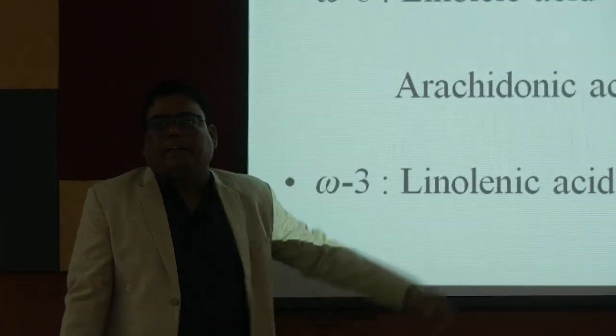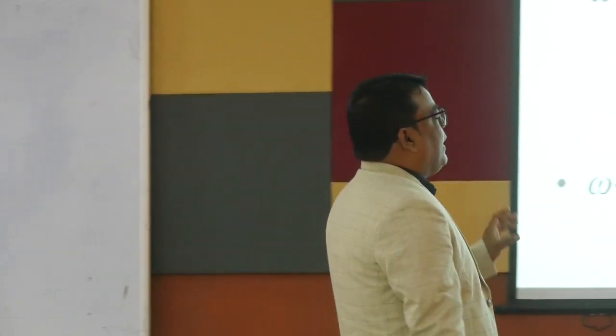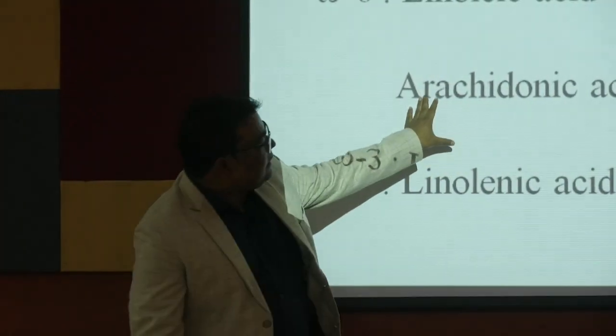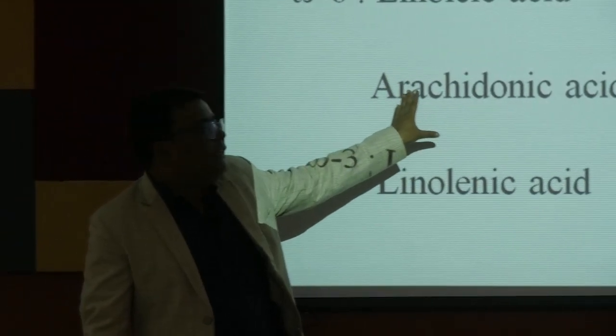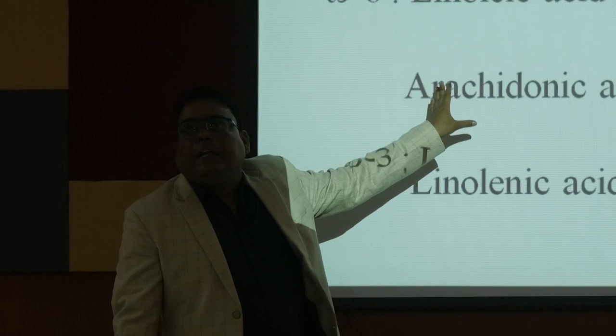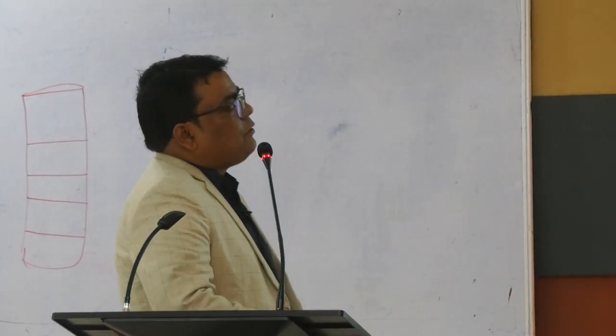Unsaturated fatty acids we also call PUFA, polyunsaturated fatty acids. And what is the role of PUFA? What is the role of unsaturated fatty acids? These are the eicosanoids, 20 carbon molecules used as a precursor for the synthesis of prostaglandins. Okay? So these are all the unsaturated fatty acids.